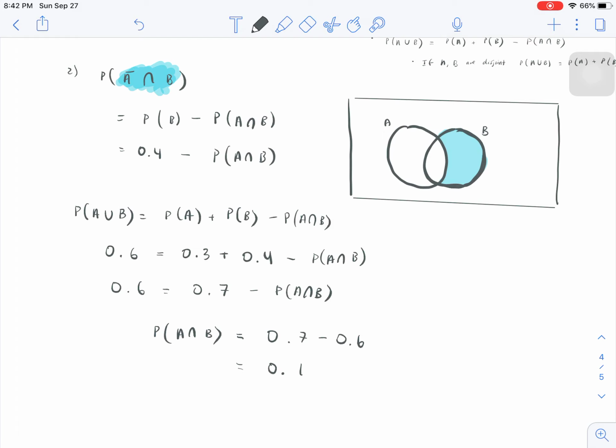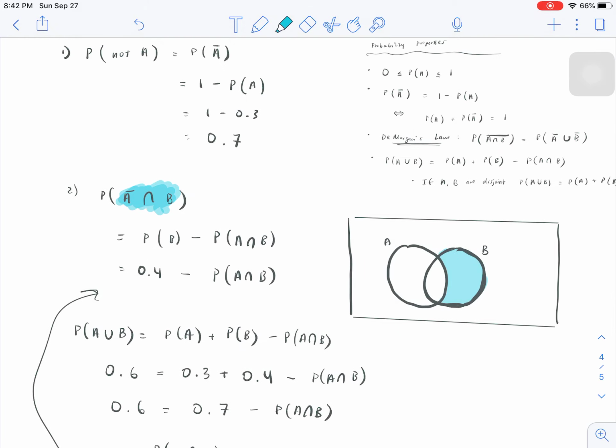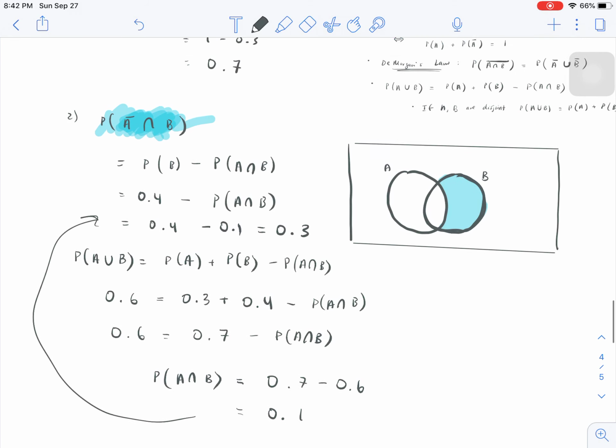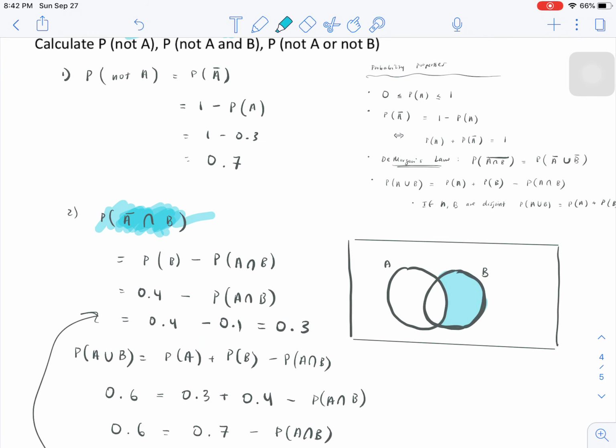So now I can go back here and solve for this probability, which I wanted. The probability of the intersection we found was 0.1. So the probability of not A and B is 0.3. Awesome.